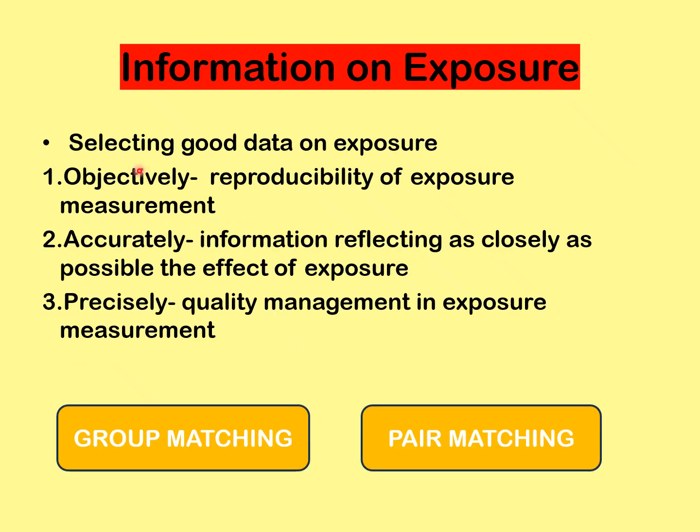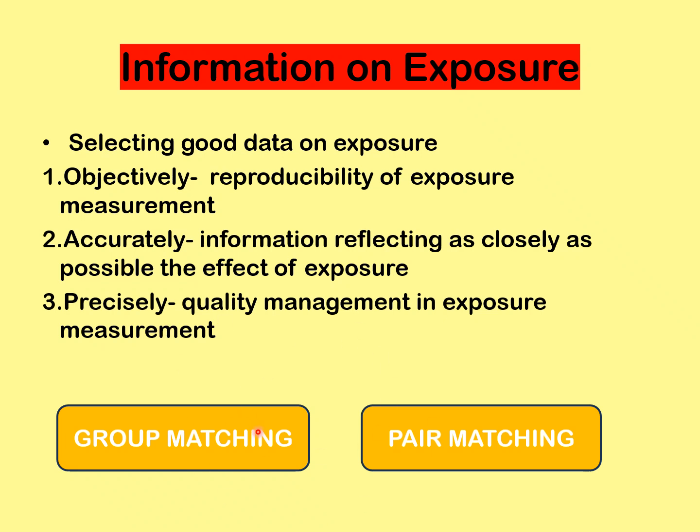So next is information on exposure. To get reliable results in a case control study, it's important to collect good information about exposure. This means that the data should be objective, that is, it should be measured in a way that it can be repeated by others and give the same result. Second, it should be accurate, which means that it should truly reflect the exposure and its possible effect on health. Lastly, it must be precise, to ensure good quality and to reduce errors.